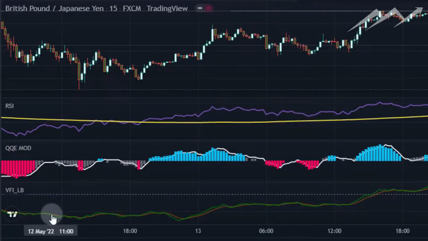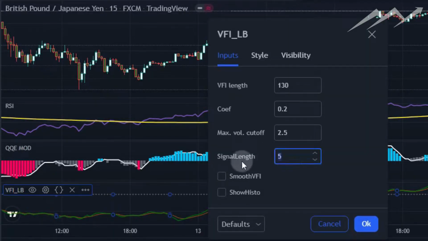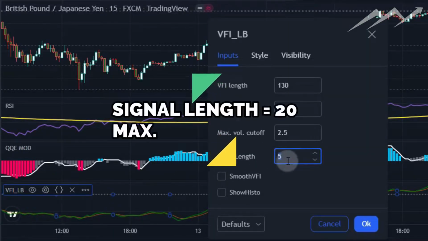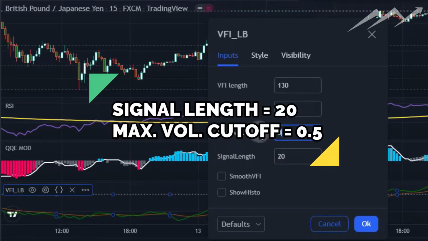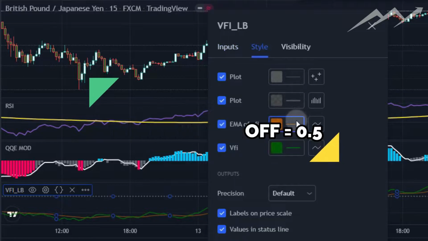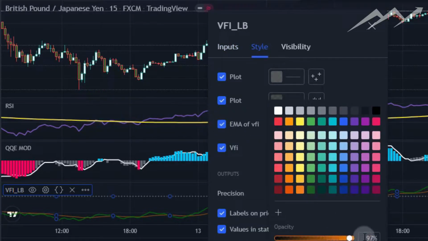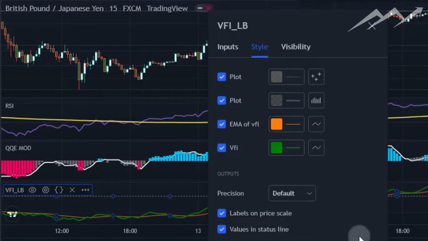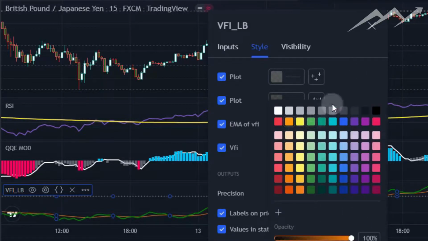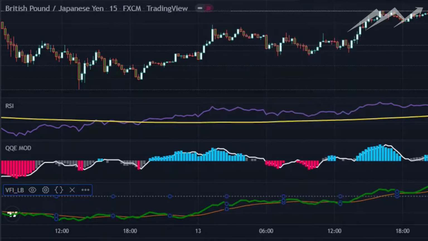And lastly let's change the settings on this volume flow indicator. We will change the signal length from 5 to 20, and the maximum volume cutoff from 2.5 to 0.5. Let's also make these lines a bit more visible. Okay, now our strategy is ready. Let's get into our trading rules.